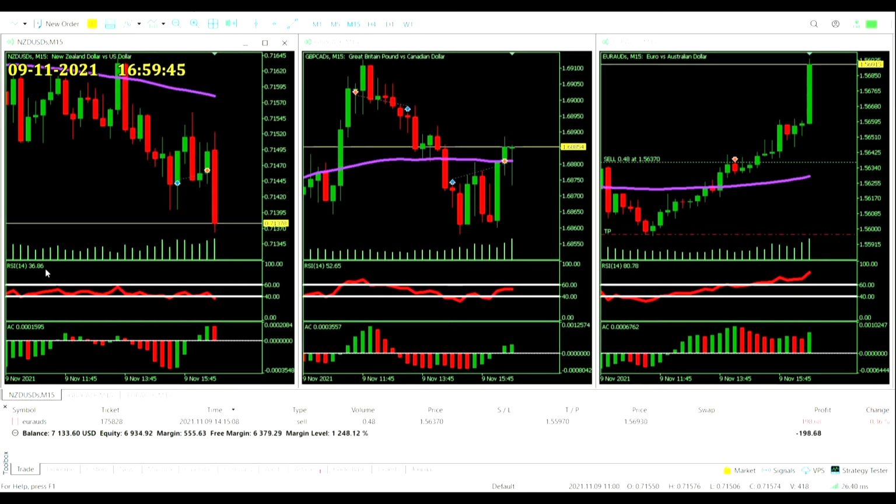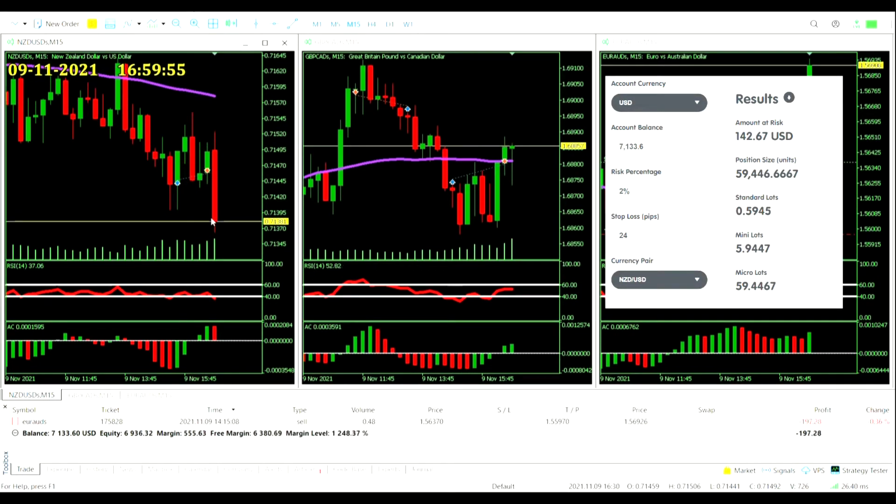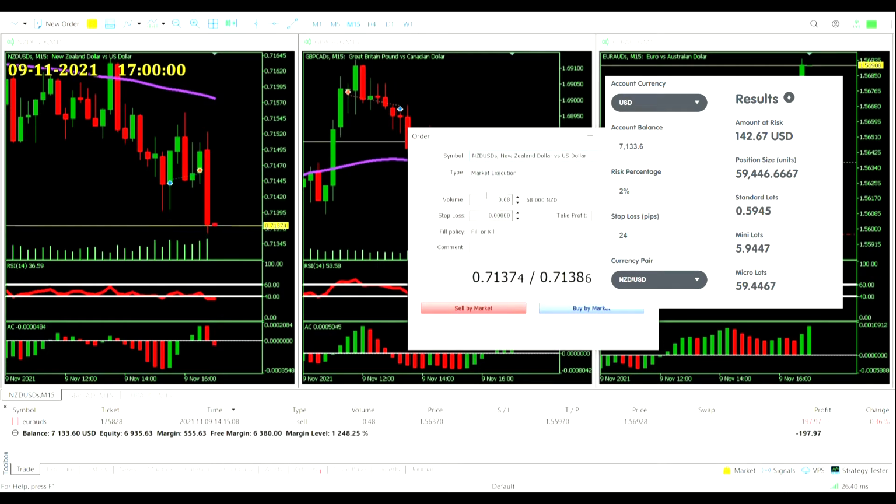The RSI has crashed below 40, currently around 36, 37. That's still our highest high there. That is going to be 24 pips, we'll call it. So you can see our risk calculated on screen now. We are getting back in with a buy trade and 0.59 lots.